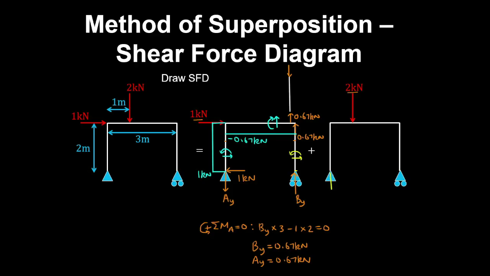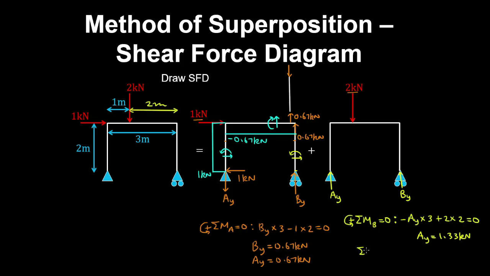Now for the second case, you can also find the reactions for the pin and the roller by taking equilibrium of moments, for example, about B. With anti-clockwise being positive, we have minus Ay by the moment arm plus 2 kilonewtons by a moment arm of 2 meters, and that's equal to 0. So Ay is 1.33 kilonewtons.